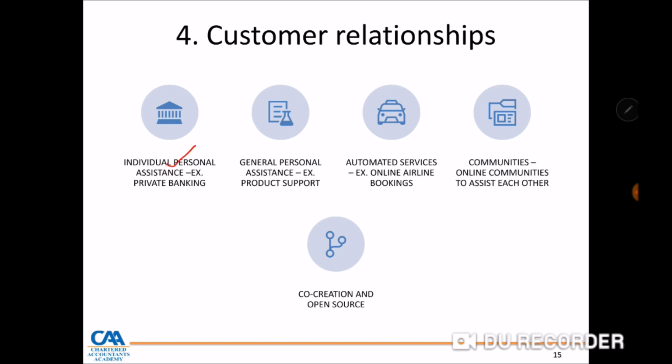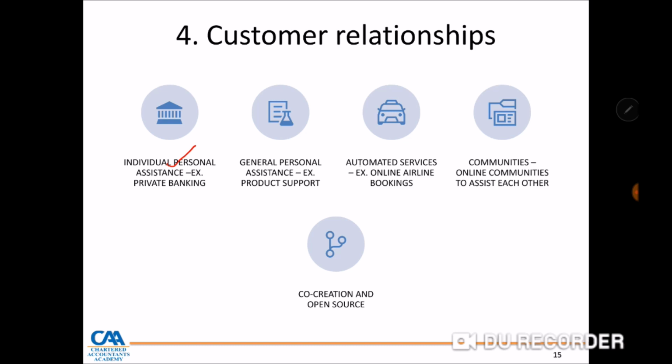It can be individual personal assistance. For example, in banking they have what they call private banking, where they target high net worth individuals. So when you go to that bank, you're served coffee, tea, drinks, etc., where the bank wants to have a direct relationship with you. Or you can have general personal assistance, product support. Let's say, for example, I bought a motor vehicle from Zimoko, and as part of the package they also give me after-sales support in servicing the vehicle. So if I go there, I get a general service that is around support over my vehicle.